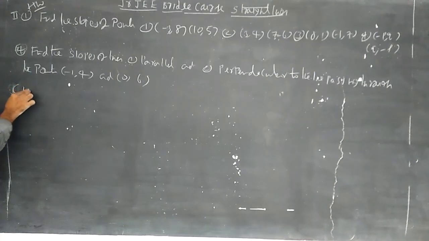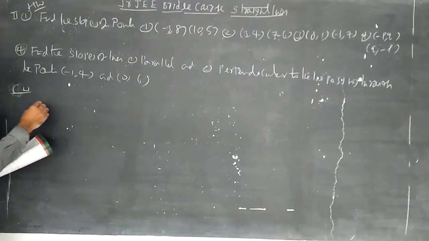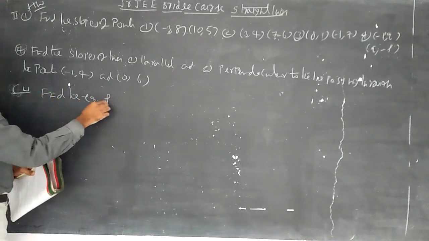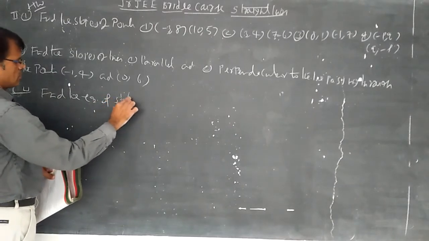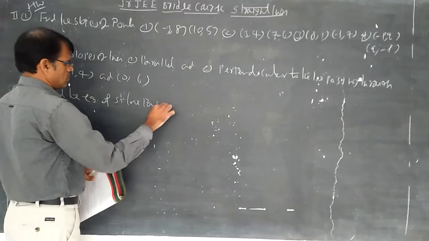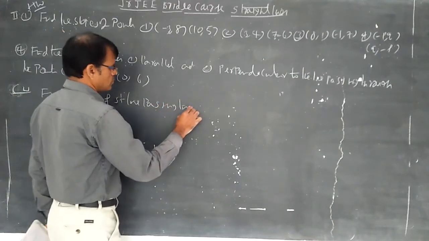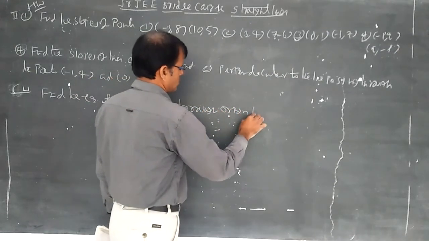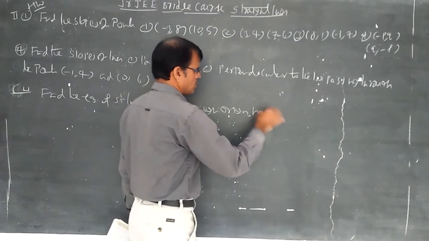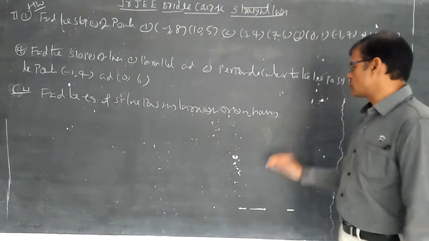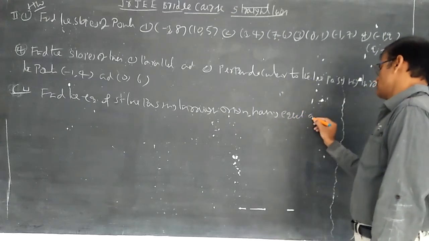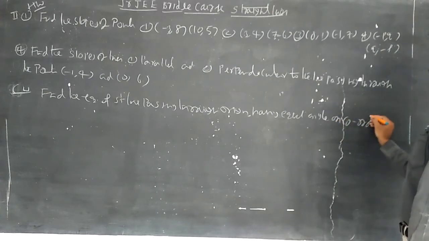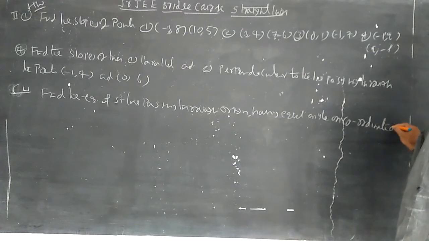Now once again, the last one. Find the equation of a straight line passing through the origin and having equal angles on the coordinate axes. Today the first question we have discussed. Equal angles on the coordinate axes.